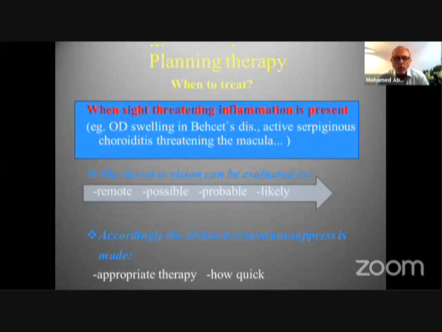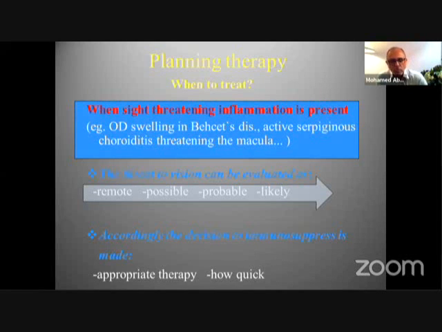And the next question is when to treat, according to how threatened vision is, or how much damage has already been done to the vision. Accordingly, you can consider the threat to vision to be either remote, possible, probable, or likely. So if, for instance, a choroidal retinitis or serpiginous choroidal retinitis is very close to the fovea, this means that the threat is imminent. Or if it is a very severe wax rippling vasculitis, again, you need to quickly intervene.